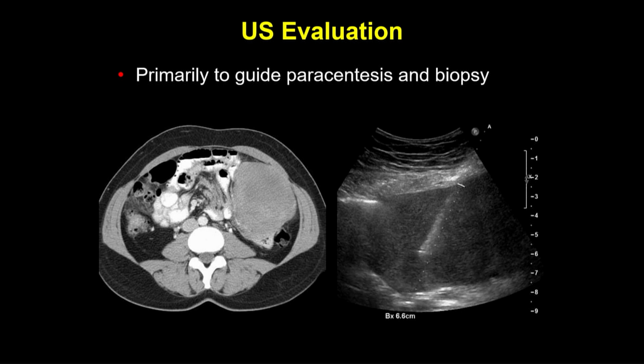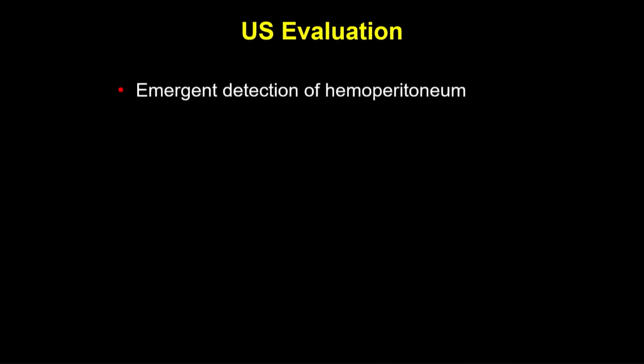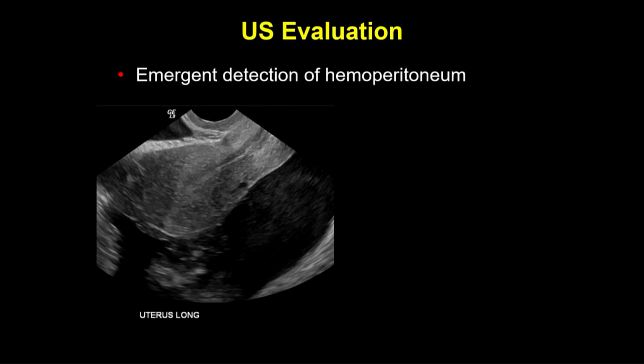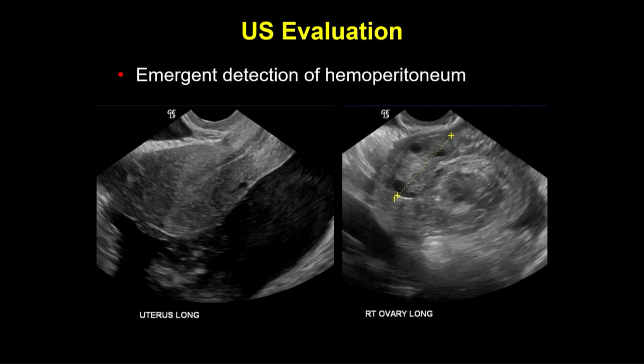Mesenteric masses. This is a patient with fibromatosis or desmoid tumor. Obviously we'd use ultrasound, not CT, to do this. You can do a real-time biopsy in seconds. And then ultrasound's also quite good, of course, in the emergent setting for hemoperitoneum. This is a patient, not surprisingly, that has a ruptured ectopic pregnancy. You can see that echogenic hemoperitoneum.